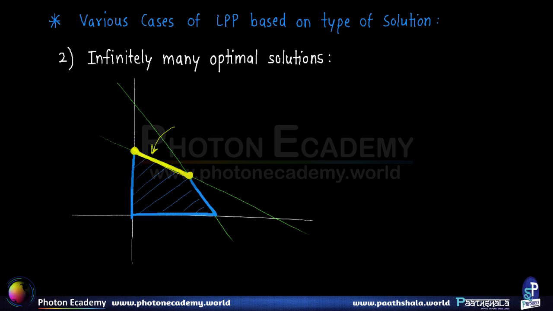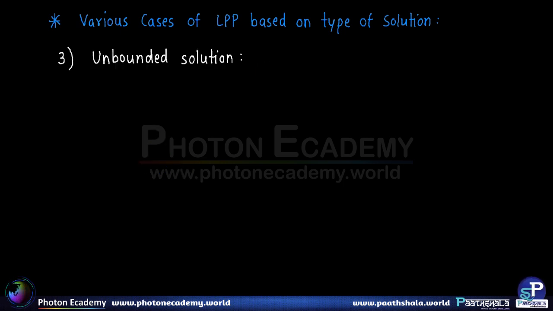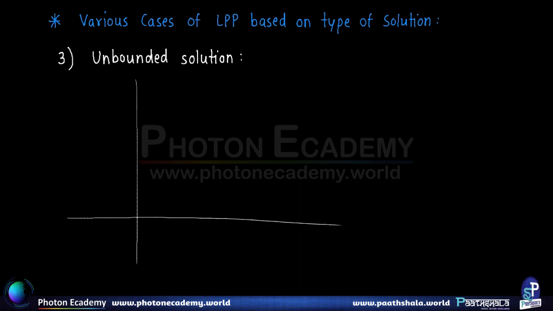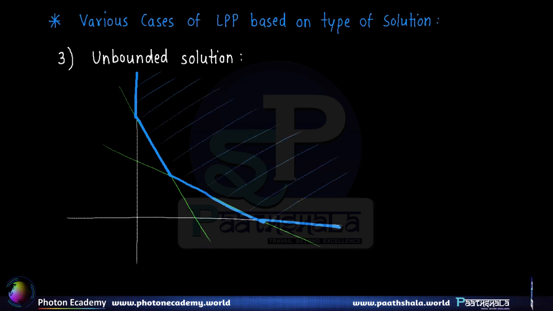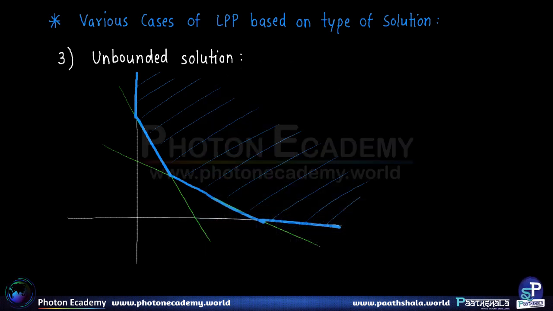Let's see another case which is called an unbounded solution. Now let's see what this is. Sometimes we may have a feasible region of a slightly different nature as shown here. Here I am shading the feasible region. As you can see, this feasible region is unbounded because there is no end to it on this right side. It is going on indefinitely.